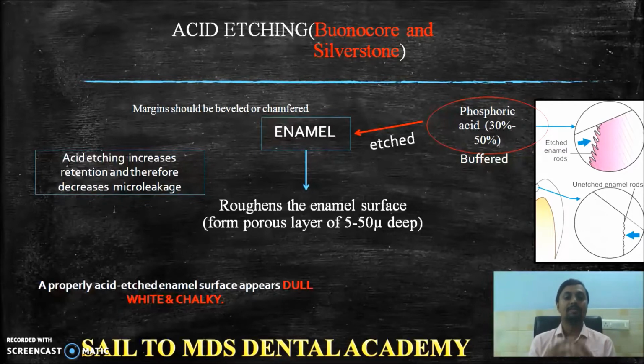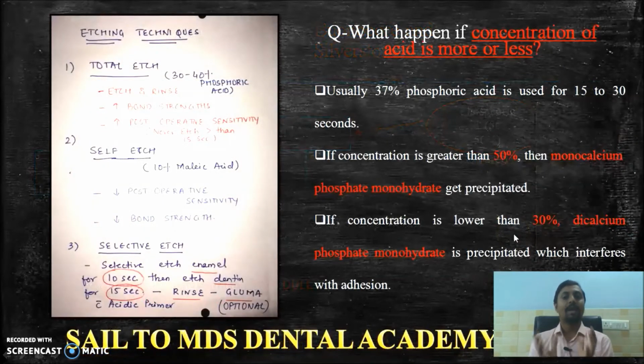So when the enamel has been etched with 30 to 50% of phosphoric acid, it roughens the enamel surface and forms a microporous layer of 5 to 15 micron. Okay. So properly acid etched enamel surface appears dull white and chalky. So you can see in this diagram how the etched enamel rods appear and how the unetched enamel rods are there. Okay friends. So now we'll deal with what are the etching techniques.